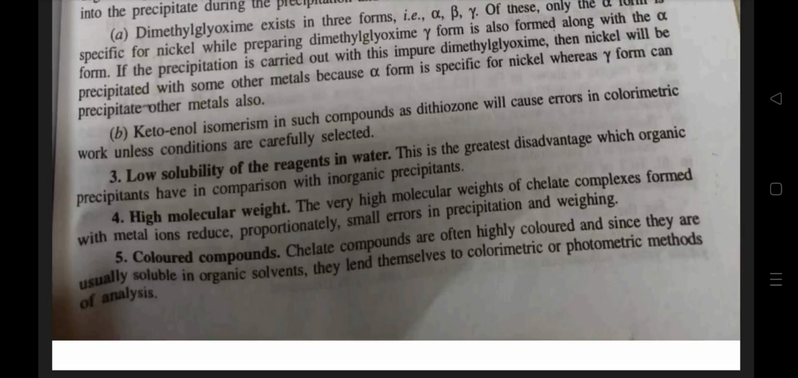Fourth, high molecular weight. The very high molecular weight of chelate complexes formed with metal ions reduces proportionally small errors in precipitation and weighing. Fifth, color of the compounds. Chelate compounds are often highly colored, and since they are usually soluble in organic solvents, they lend themselves to colorimetric or photometric methods of analysis.